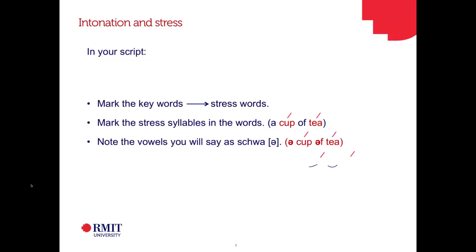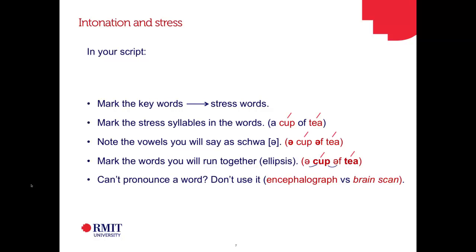Next, note the vowel sounds you will not emphasize, so they become what we call a schwa. So we don't say a cup of tea, but a cup of tea. Then mark the words you'll run together. Not a cup of tea, but a cup of tea. If you can't pronounce a word, it's best not to attempt it in the presentation. Use another word instead. For example, if you keep tripping up on the word encephalograph, use the much easier and more comprehensible brain scan instead.